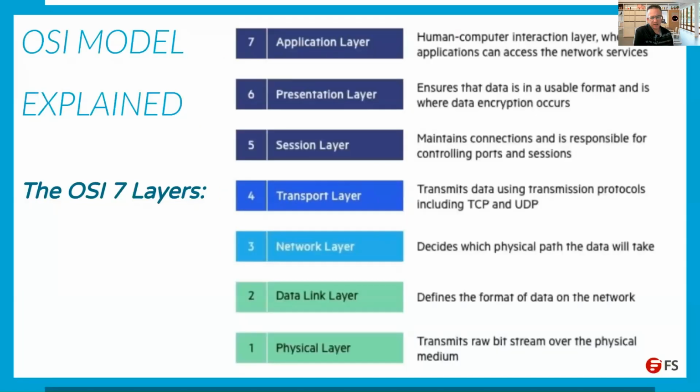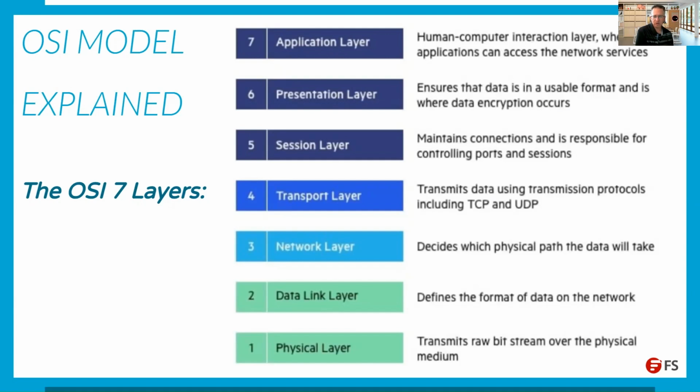So in OSI, layer 1 is the physical layer, transmitting raw data. And then we have layer 2, which is the data link layer that defines the format of data on the network.